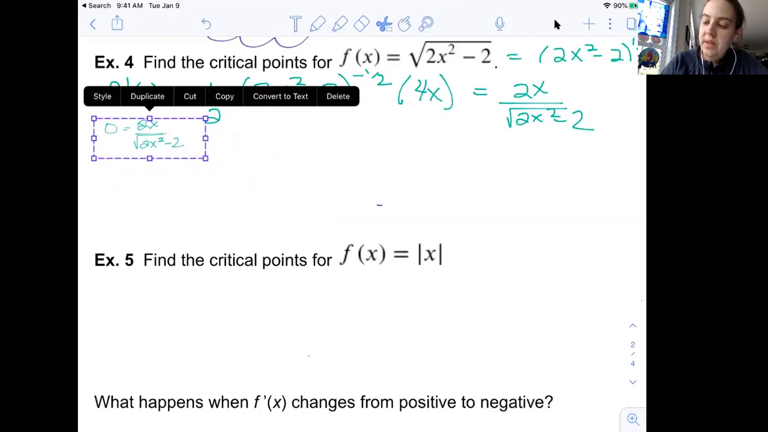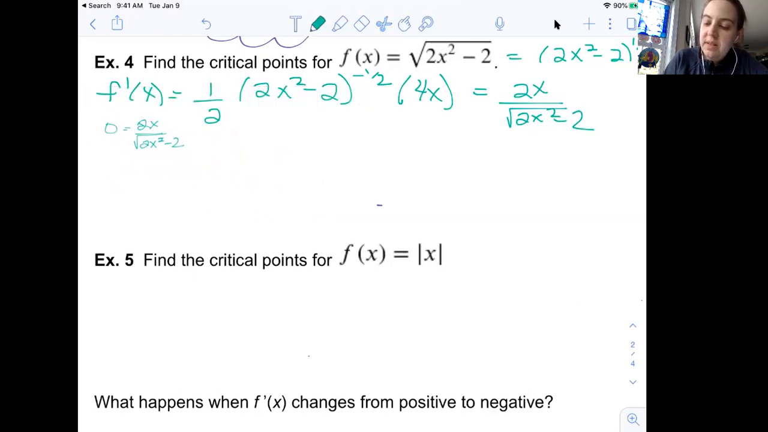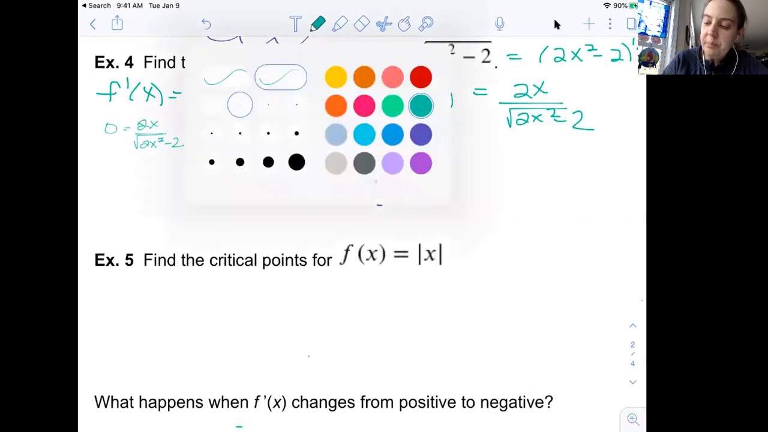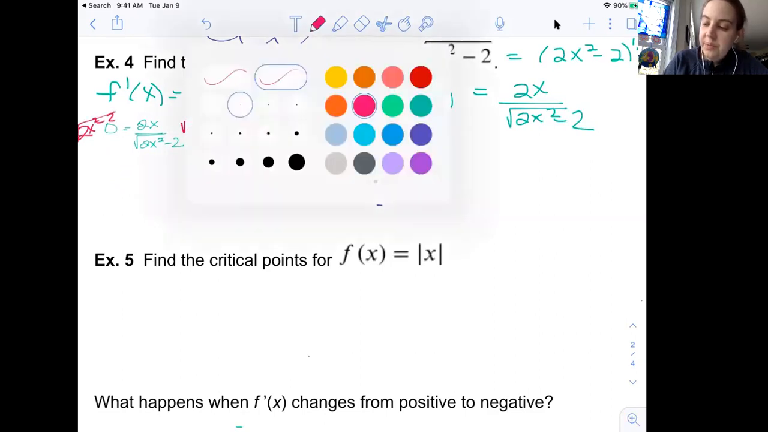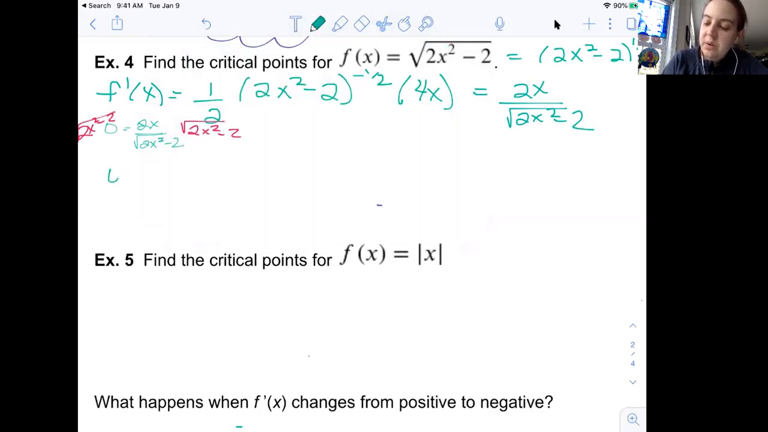We are going to say that 0 is equal to 2x. Well, actually what we're doing is multiplying numerator and denominator by this radical, 2x squared minus 2, 2x squared minus 2. Well, what's anything times 0? 0. So 0 is equal to 2x. Divide both sides by 2. X is equal to 0. That is a critical point.